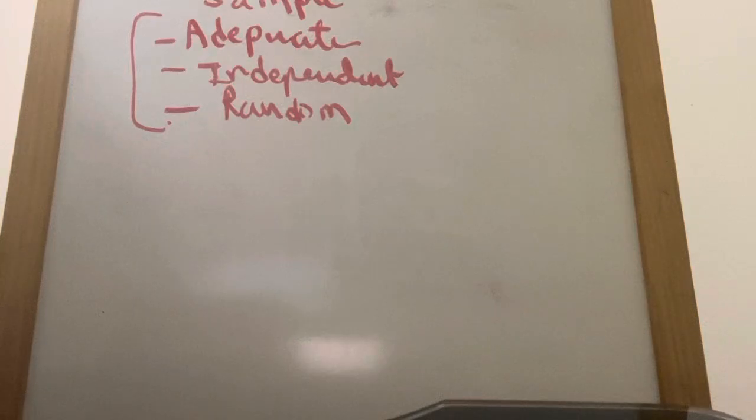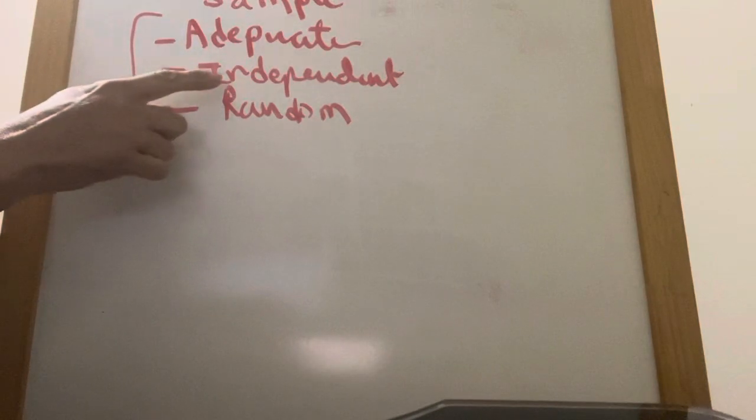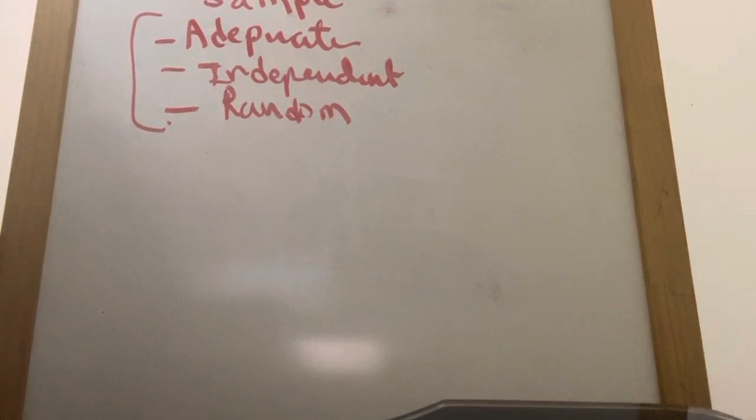Because we are not examining the population and we are using a sample instead, the sample should be adequate, independent, and random. When we say adequate, we mean large enough to represent the population, and representative. Independent means the selection of each participant in the sample should be independent from the selection of the others. Random means equal chances for all the people in the population to be included in the sample.